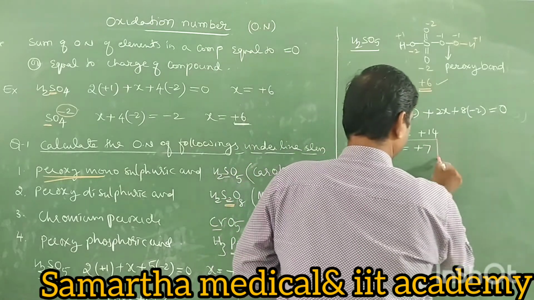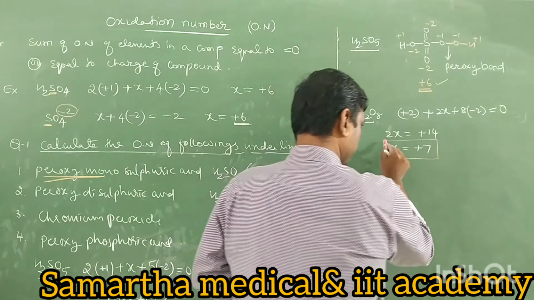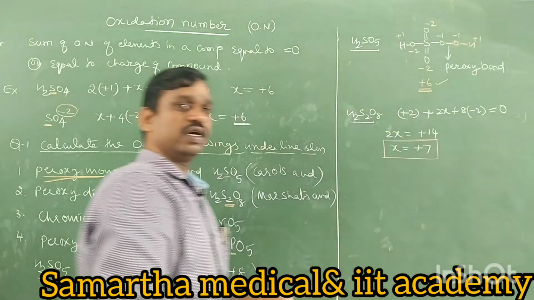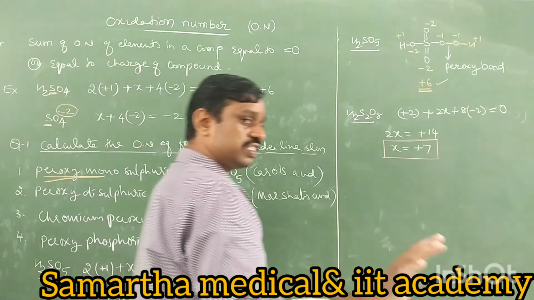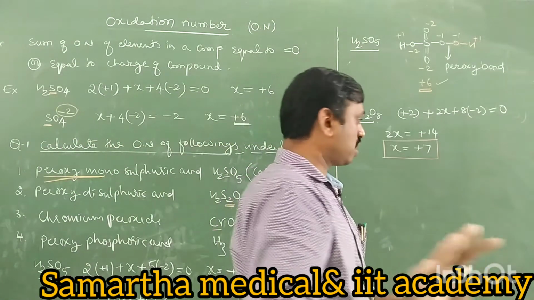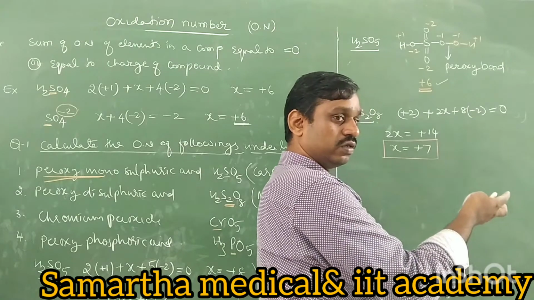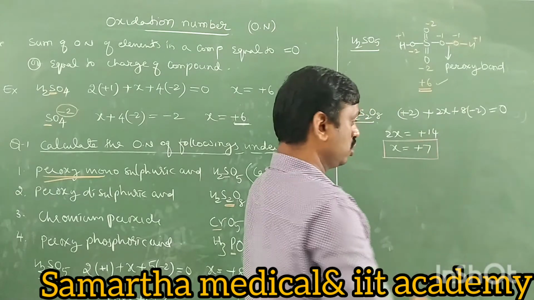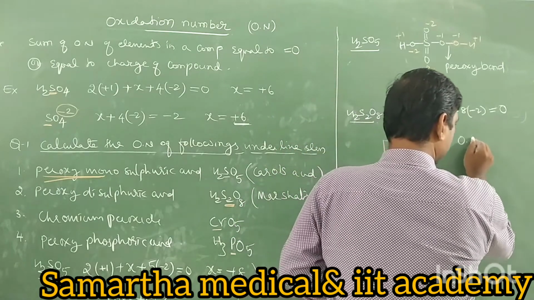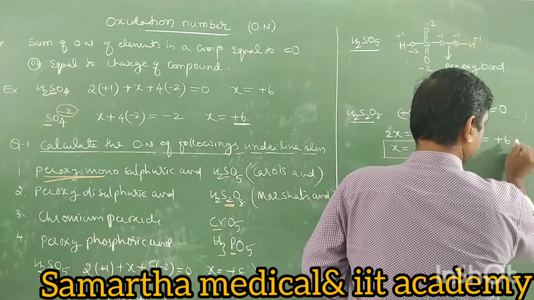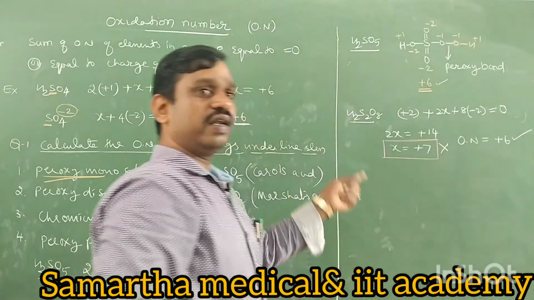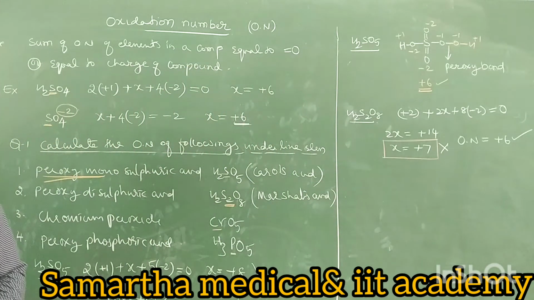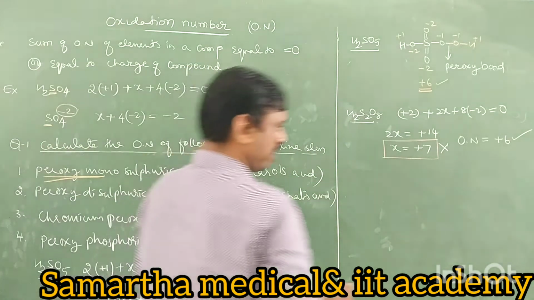Tell me, is an oxidation number of plus 7 possible for sulfur? Sulfur has only a maximum of 6 valence electrons, right? Those 6 valence electrons can be lost, but plus 7 is not possible. So its original oxidation number should be plus 6. Plus 7 is not possible. But what does it indicate? It indicates that the molecule has a peroxy bond, right? There is a peroxy linkage.